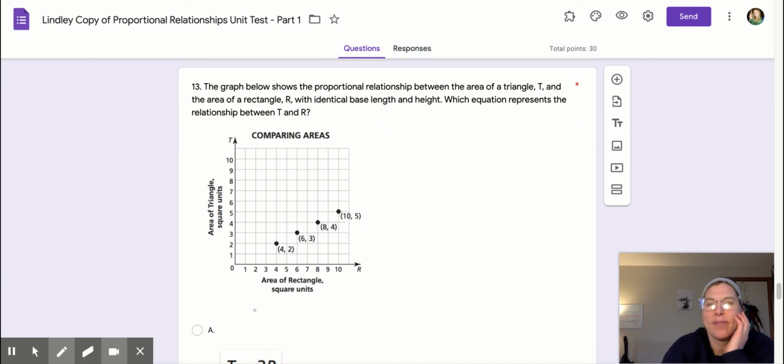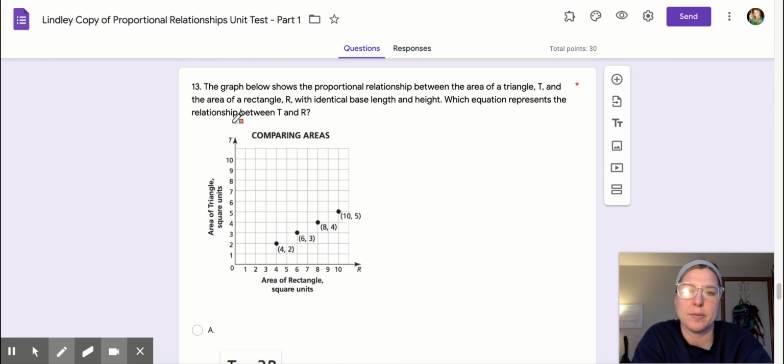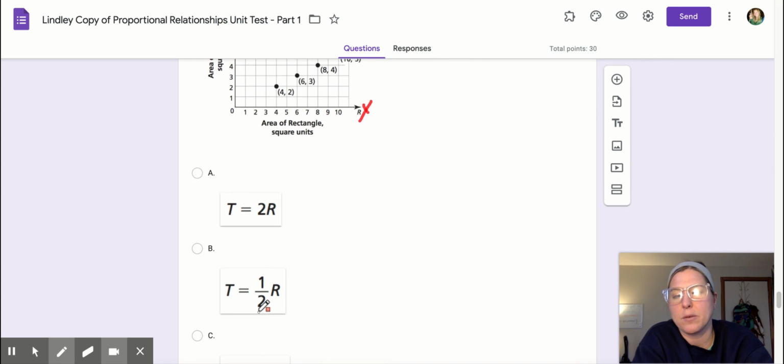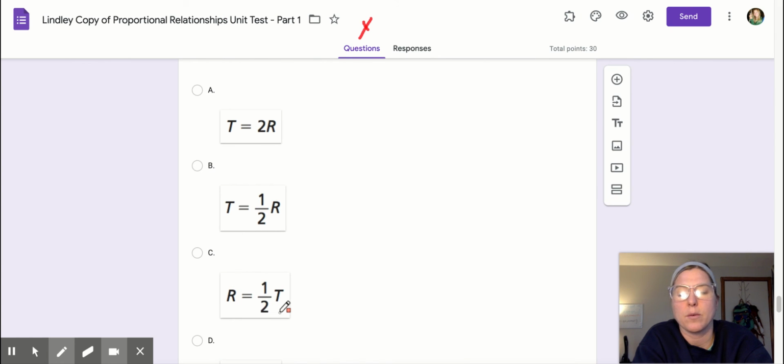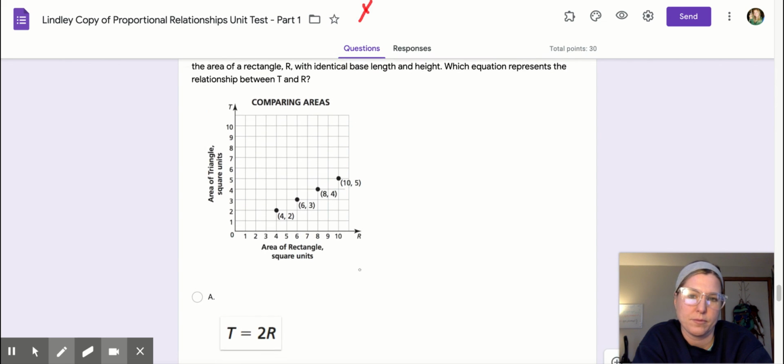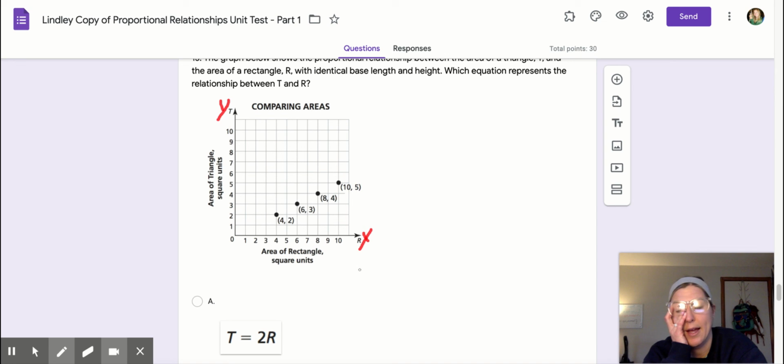The graph below shows the proportional relationship between the area of a triangle T and the area of a rectangle R with identical base length and height. Which equation represents the relationship between T and R? T would be like your Y value. Remember that, guys? And R is like your X value. So does T equal 2R? Does T equal 1/2 R? Does R equal 1/2 T? Or does R equal 2 divided by T? And you're going to have to look at the graph.